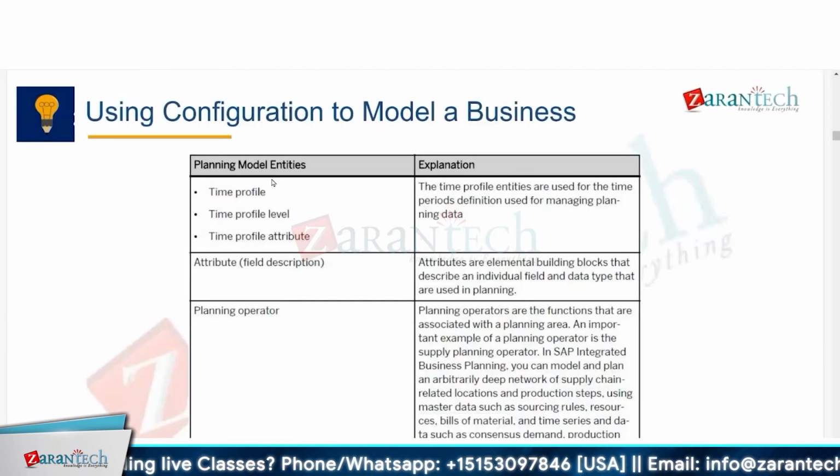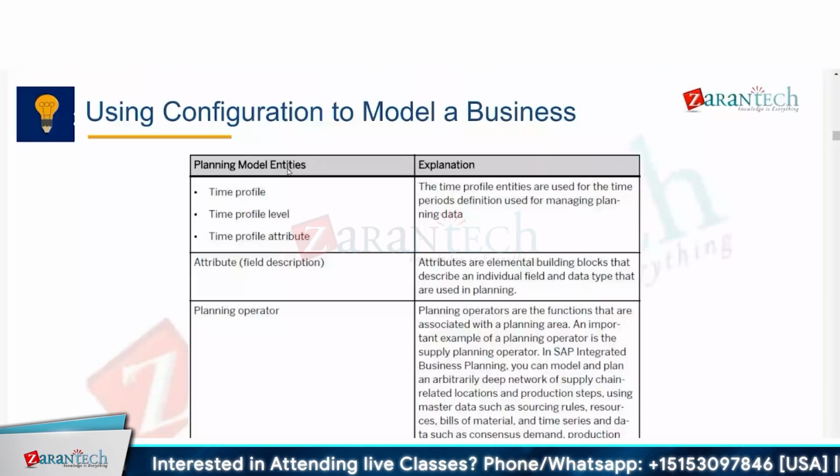Now we get into the planning model entities. In the planning models, you have time profile, time profile level, and time profile attributes. This basically talks about different aspects of the time profile. When you define the time, the first thing you need to input is whether your time profile is weekly, monthly, quarterly, or yearly. These four options are there. Then you also have something called technical weeks, or a fiscal month, something like that. So all these options you have.